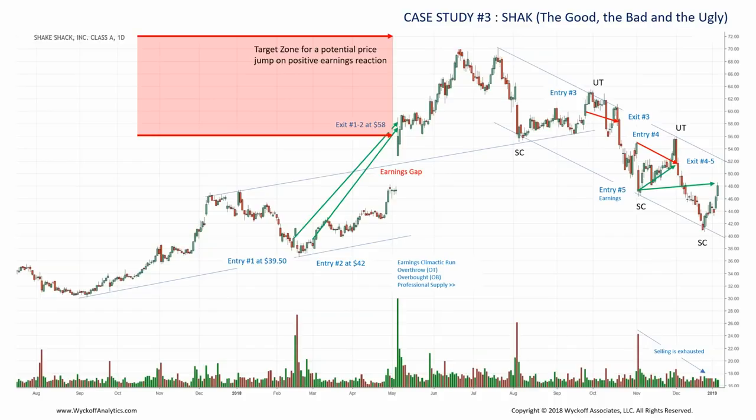In Shake Shack, can we assume from entry 2 at 42, the price increasing is due to no selling? Supply available, institutions have it all. I would like you to explain the volume signature of that entry 2, please. Okay. So entry number 2. Yeah, and the logic is correct, Eric.